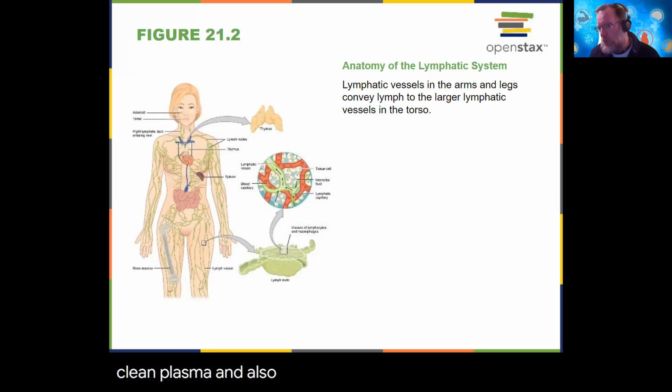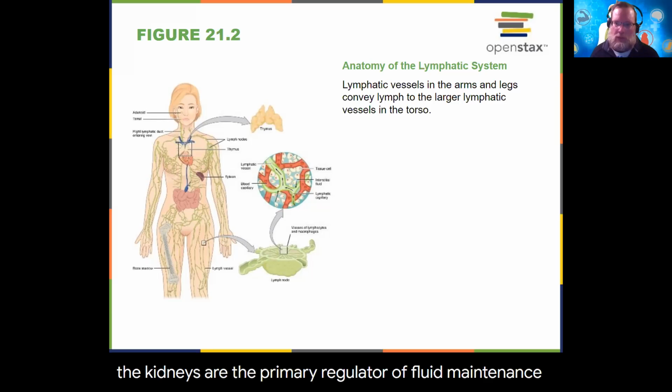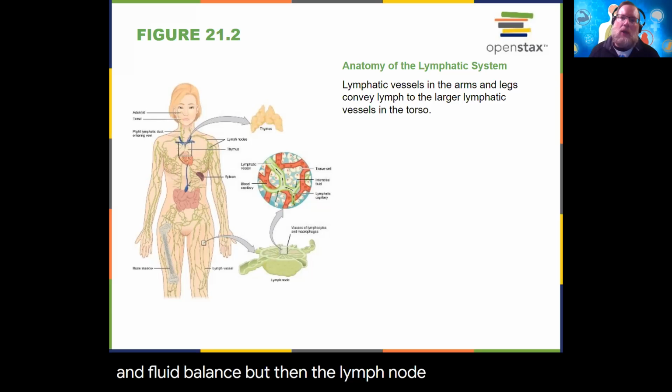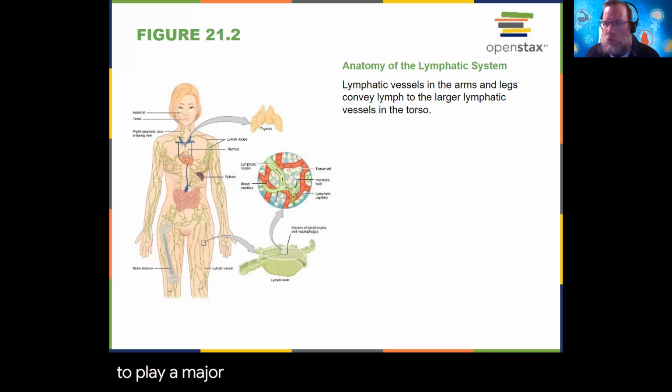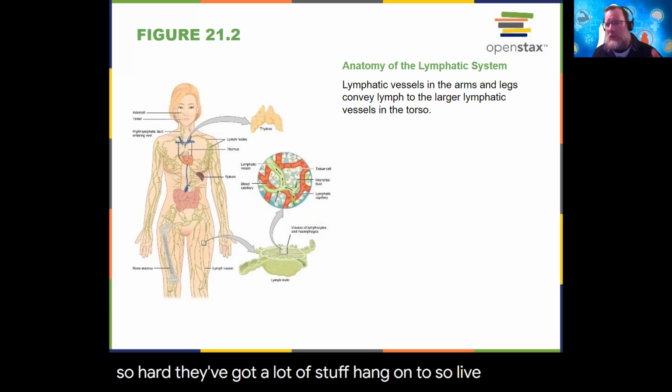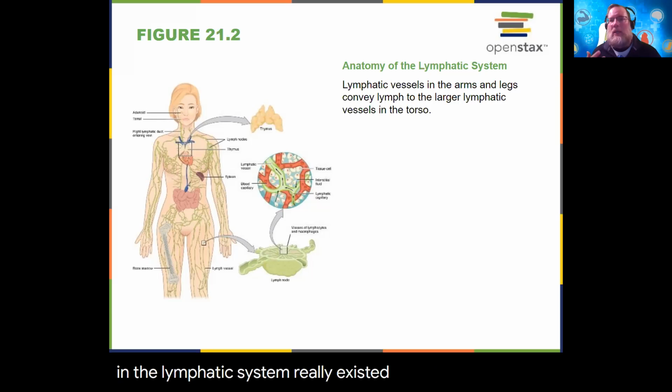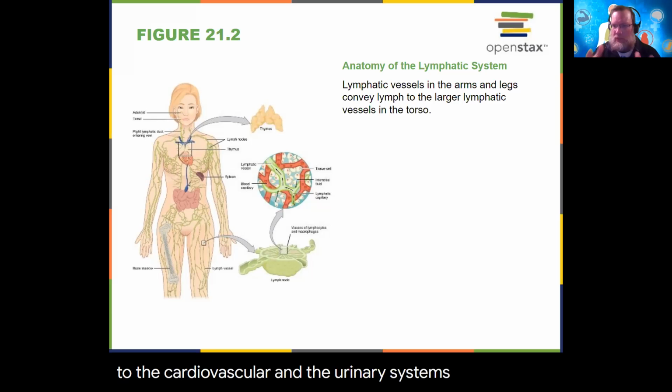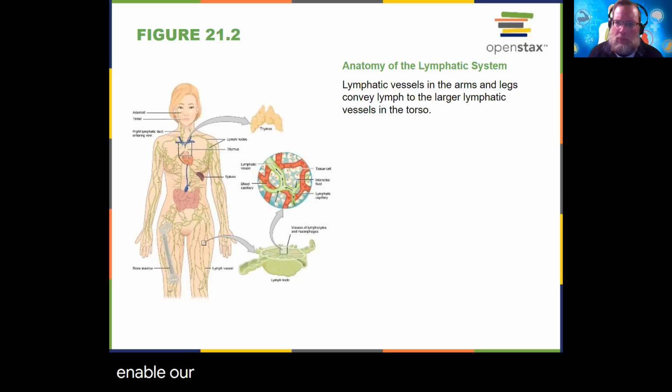It also helps to regulate fluid balance. Okay, the kidneys are the primary regulator of fluid maintenance and fluid balance, but the lymph nodes are also going to play a major role in that. So then the kidneys don't have to work so hard. They've got a lot of stuff going on too. So lymph nodes in the lymphatic system really exist as a supplement to the cardiovascular and the urinary systems to again enable our plasma to be a little bit cleaner.